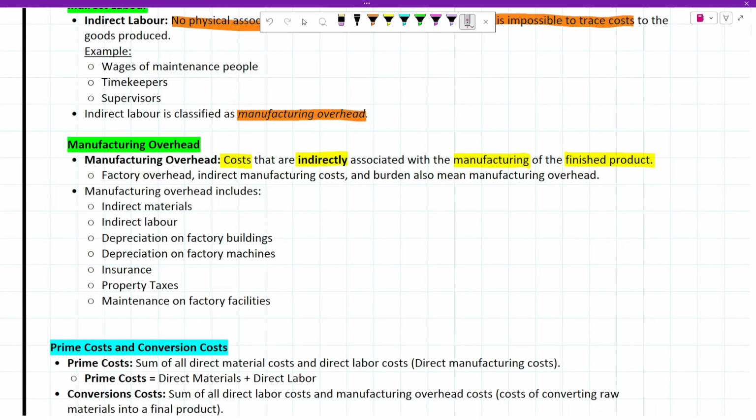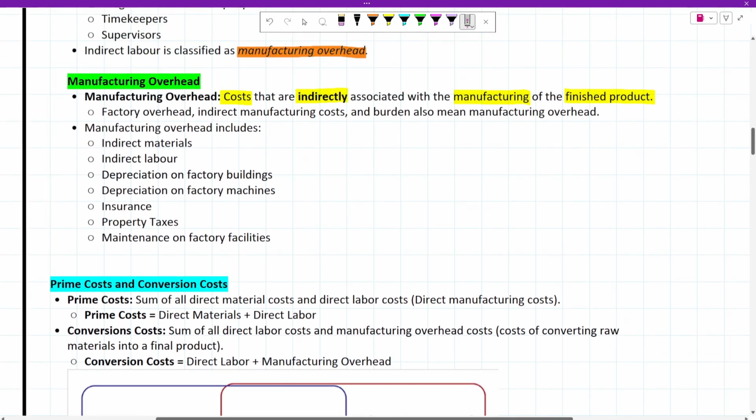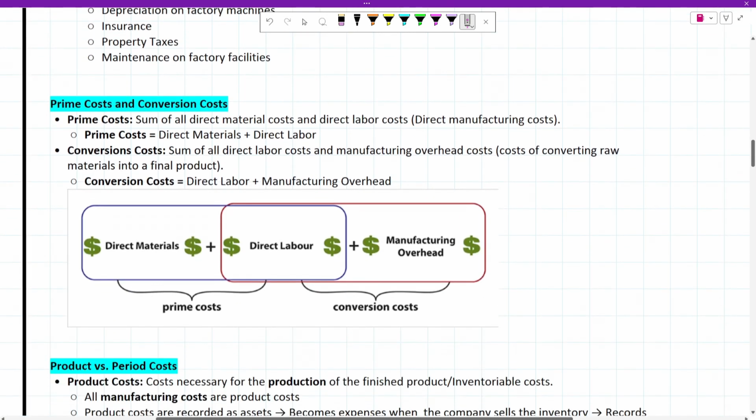Manufacturing overhead includes indirect materials, like I explained before, indirect labor, like I just explained, depreciation on factory buildings, depreciation on factory machines, insurance, property taxes, and then maintenance on factory facilities. So these 5 are good to remember, as it is something that may come up in examples or questions.